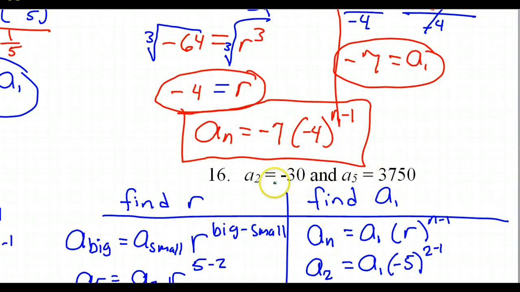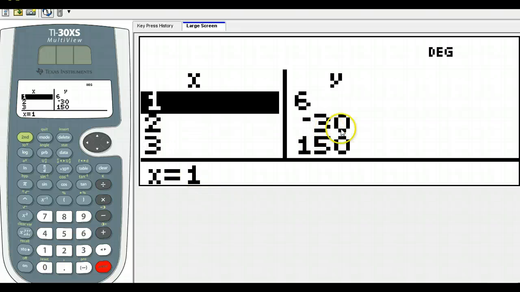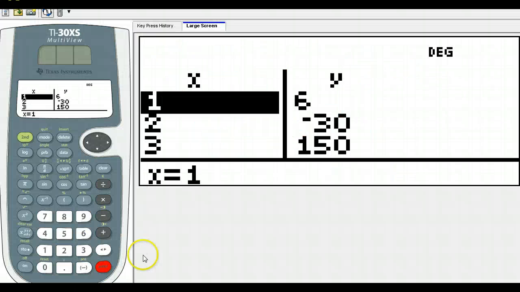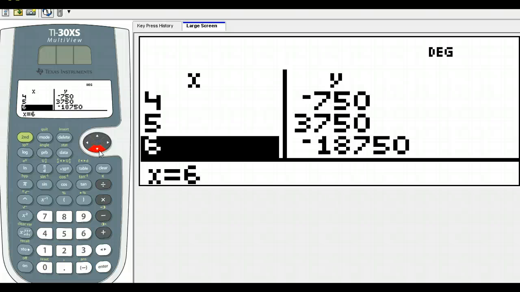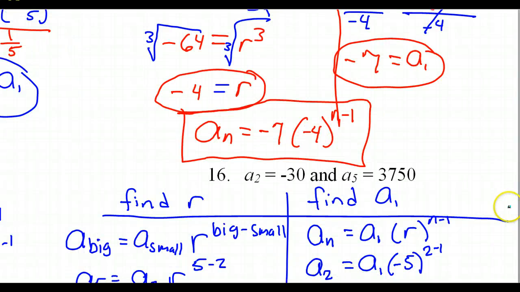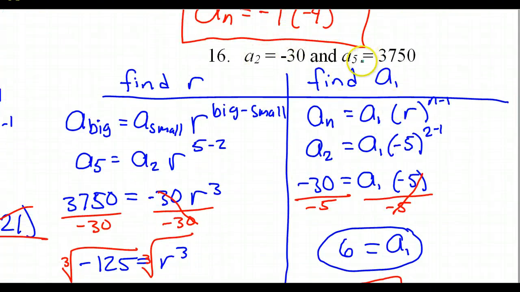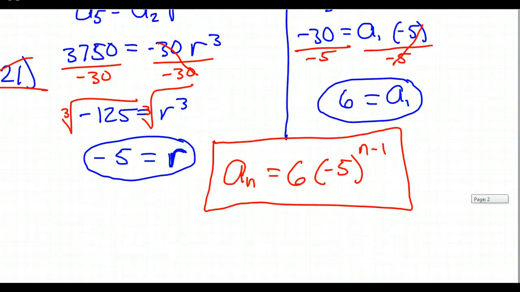So let's check it out. Second term, negative 30. Bam! Second term is negative 30. The fifth term is supposed to be 3,750. Bam! The fifth term is in fact 3,750. That is how you check your answer. Make a table and see if the two values you're given are a match. So this is in fact the correct answer.